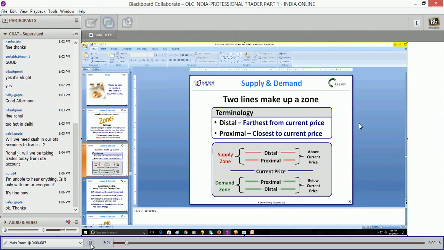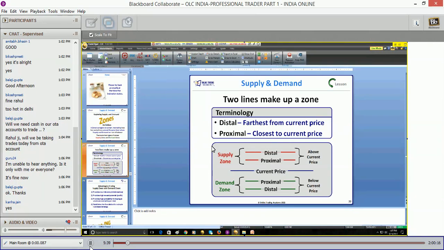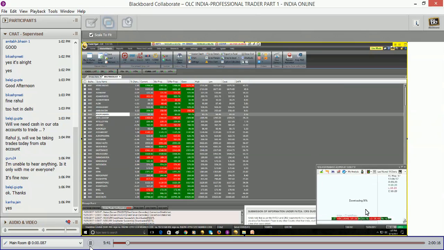So the last class which we had on Friday, we were discussing about how to mark demand zones. Yes, and we had done a couple of examples on how we would go about marking our zones. If you remember, while marking our zones, we use this kind of an approach. Let me just show you an example.